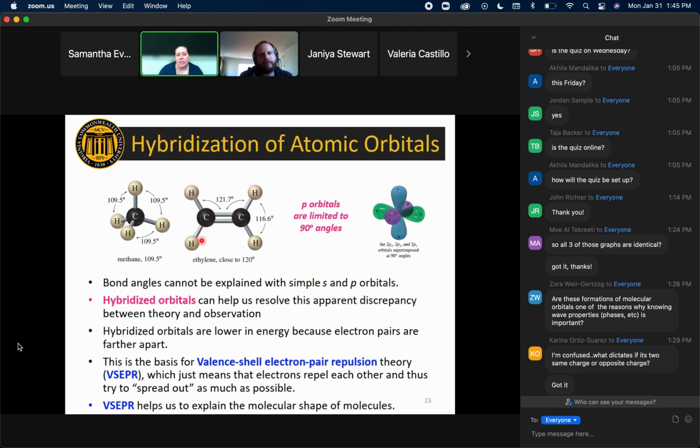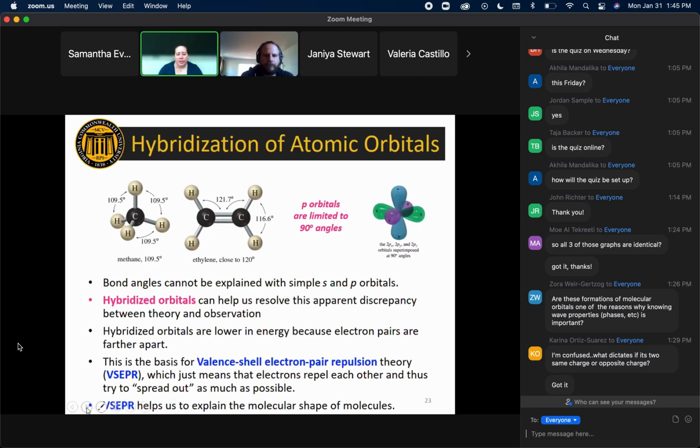If you have three things bonded and they want to get as far apart from each other as they can in a sphere or in any other way, they have to be 120 degrees apart from each other. If you start to move one of them in any direction, you get too close to the other ones.